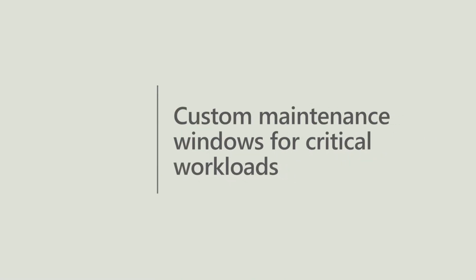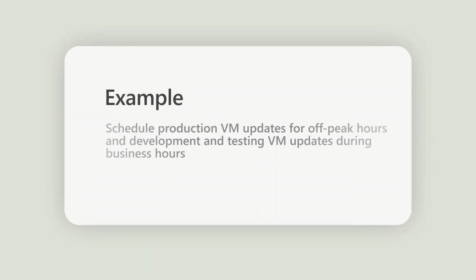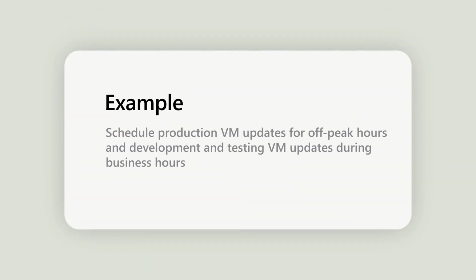Another strategy is to implement custom maintenance windows. These allow you to designate specific periods for patching VMs based on workload requirements such as low traffic periods or scheduled downtimes. For instance, production VMs can be scheduled for updates during off-peak hours, while development and testing VMs can be patched during regular business hours. Aligning updates with low traffic periods avoids interruptions for critical workloads, ensuring service continuity.